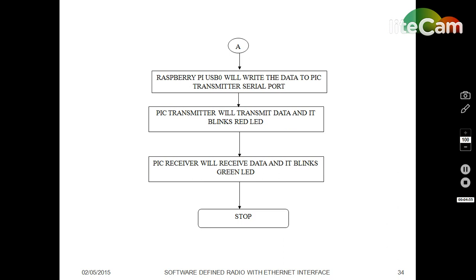Raspberry Pi USB node will write the data to the PIC transmitter serial port. The PIC transmitter transmits the data and blinks the red LED for the transmission indication. The PIC receiver will receive the data and blink the green LED. Then the function will be stopped.